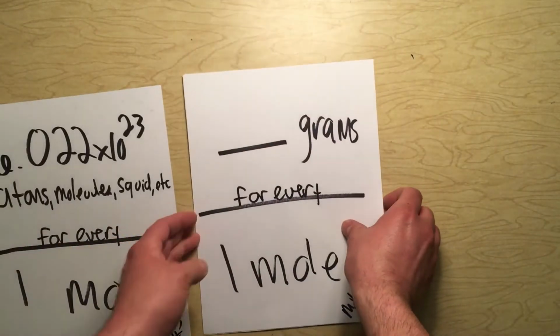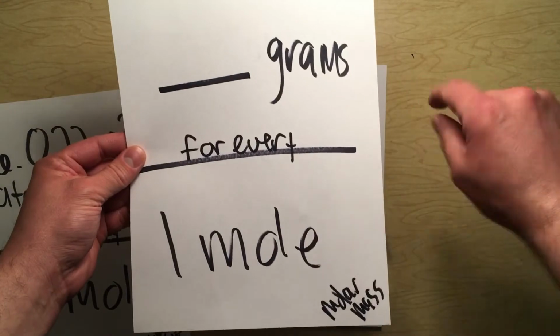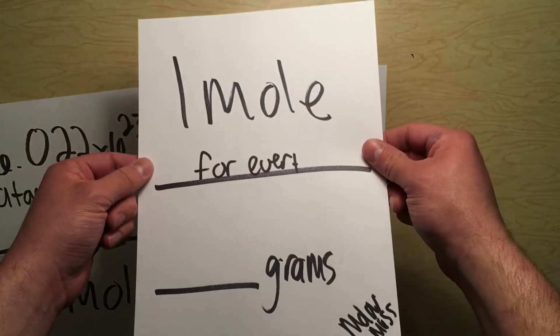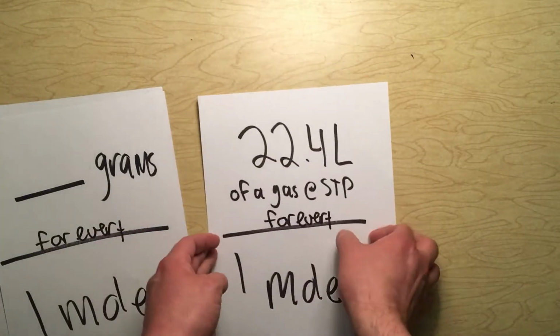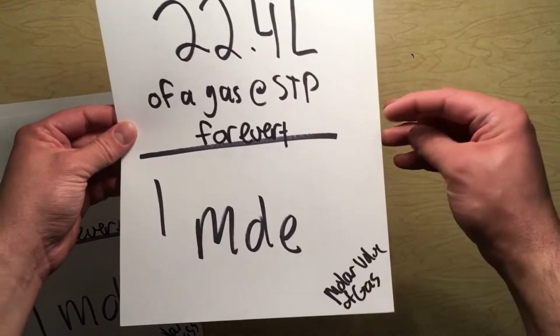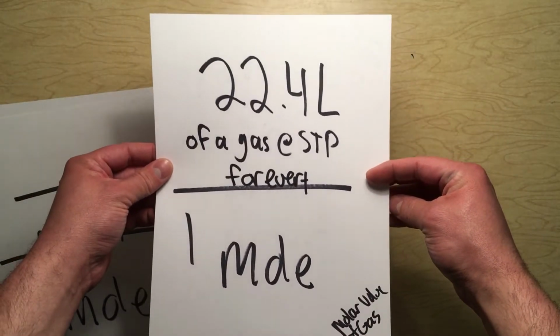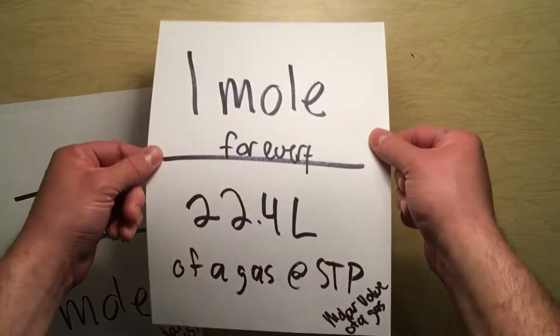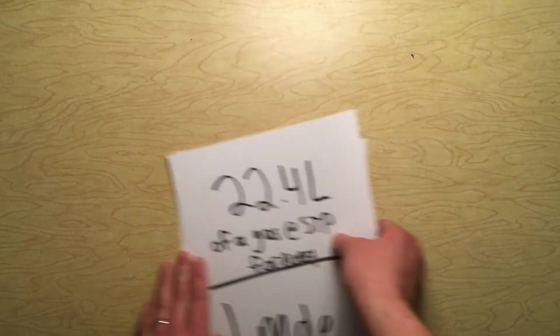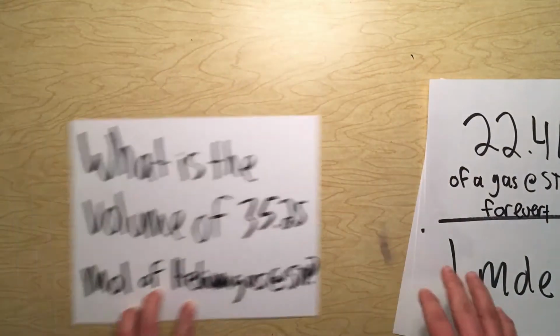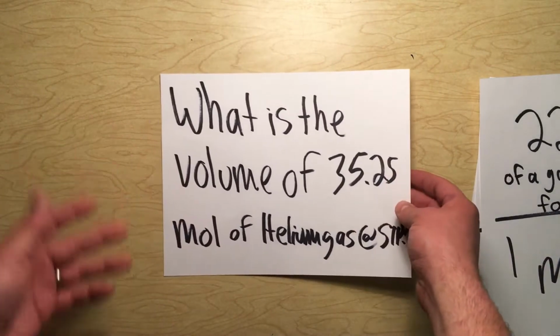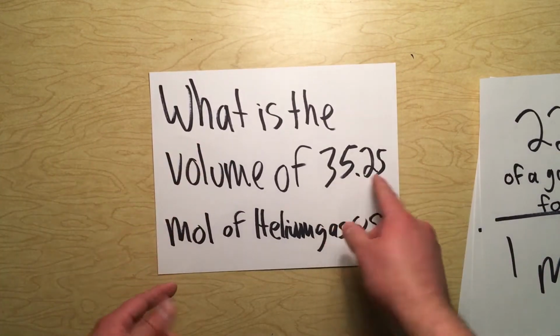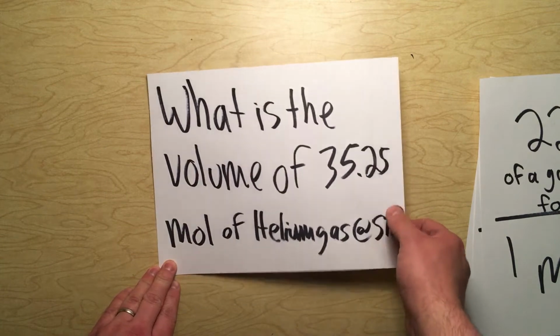And I did the same sort of thing for molar mass and for molar volume, which are 3 relationships we use a lot in stoichiometric calculations. Now, to see an example of how you might use this, I've got a sample problem that I might ask students to solve. What is the volume of 35.25 moles of helium gas at STP?